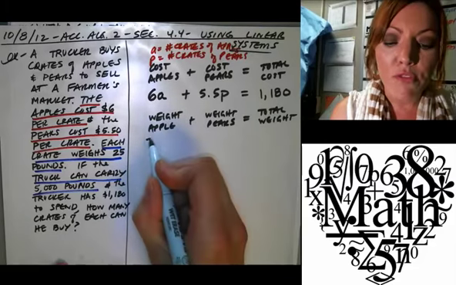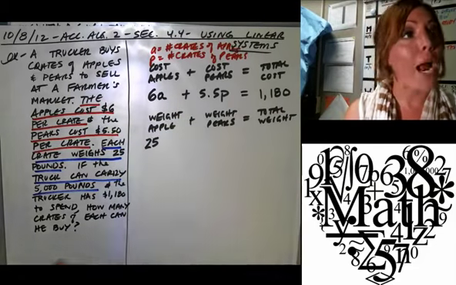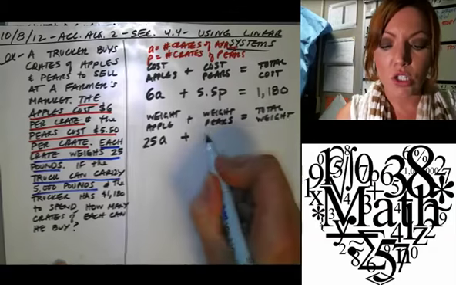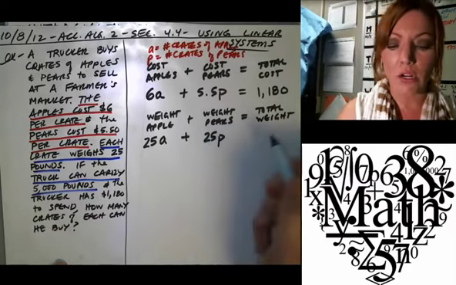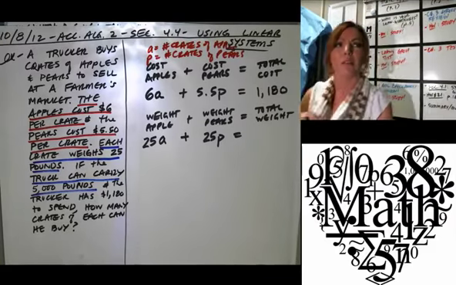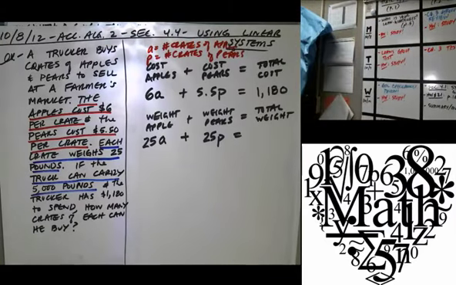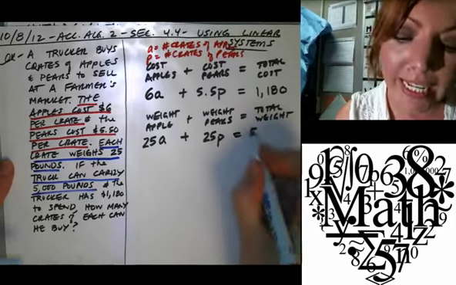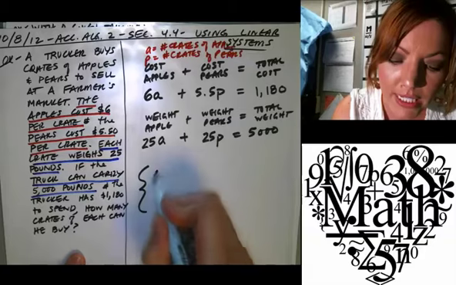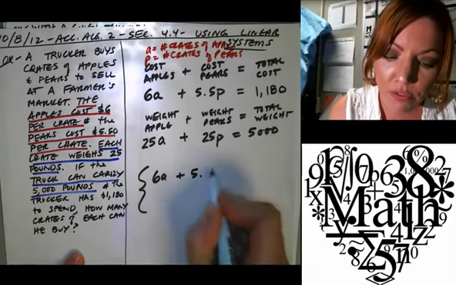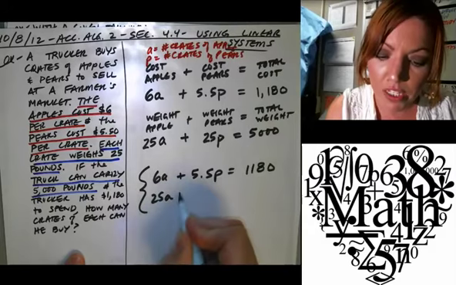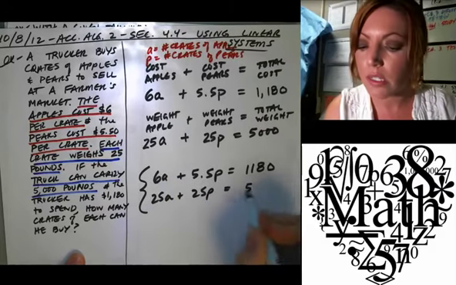So 25 pounds per crate, per apple crate, times the number of apple crates, plus 25 pounds per crate times the number of pear crates, gives us how much total weight can this truck carry again? 5,000. Good, so equals 5,000. Okay, so now we have our two equations. Let's actually put them in a system here. 6a plus 5.5p equals 1,180. 25a plus 25p equals 5,000.